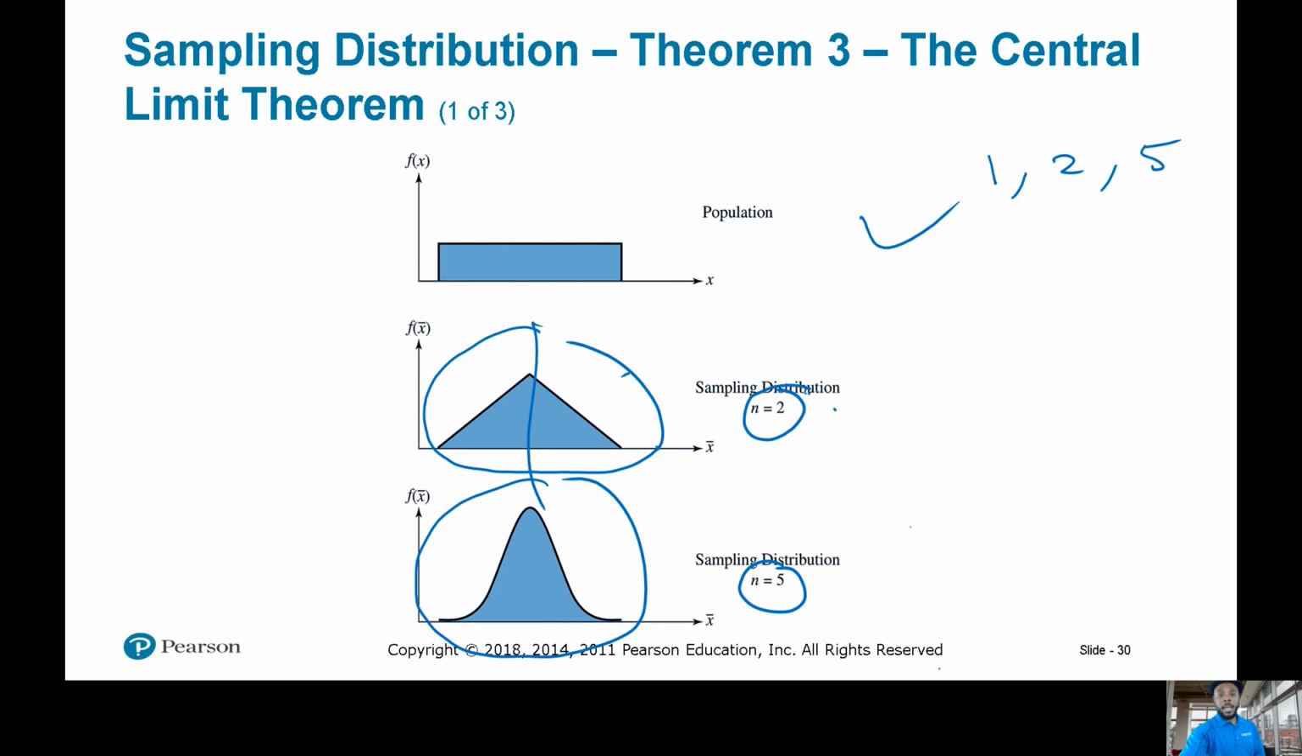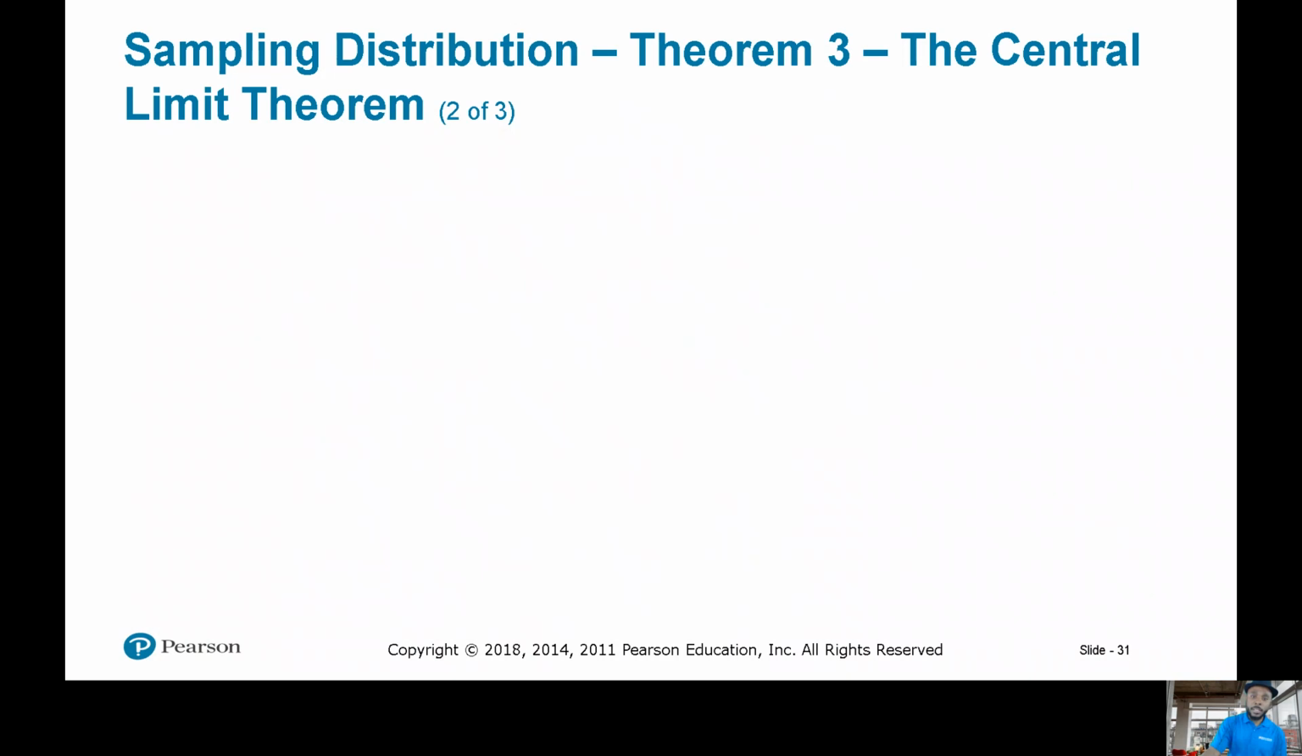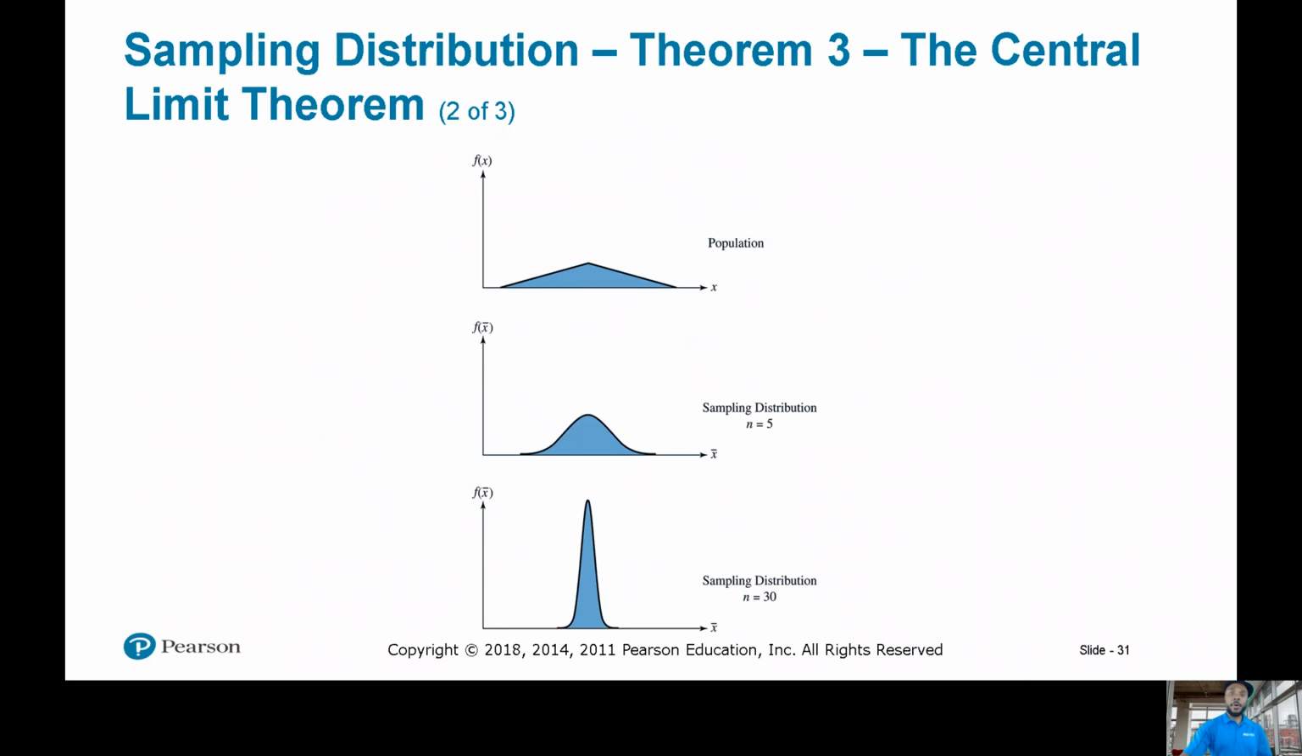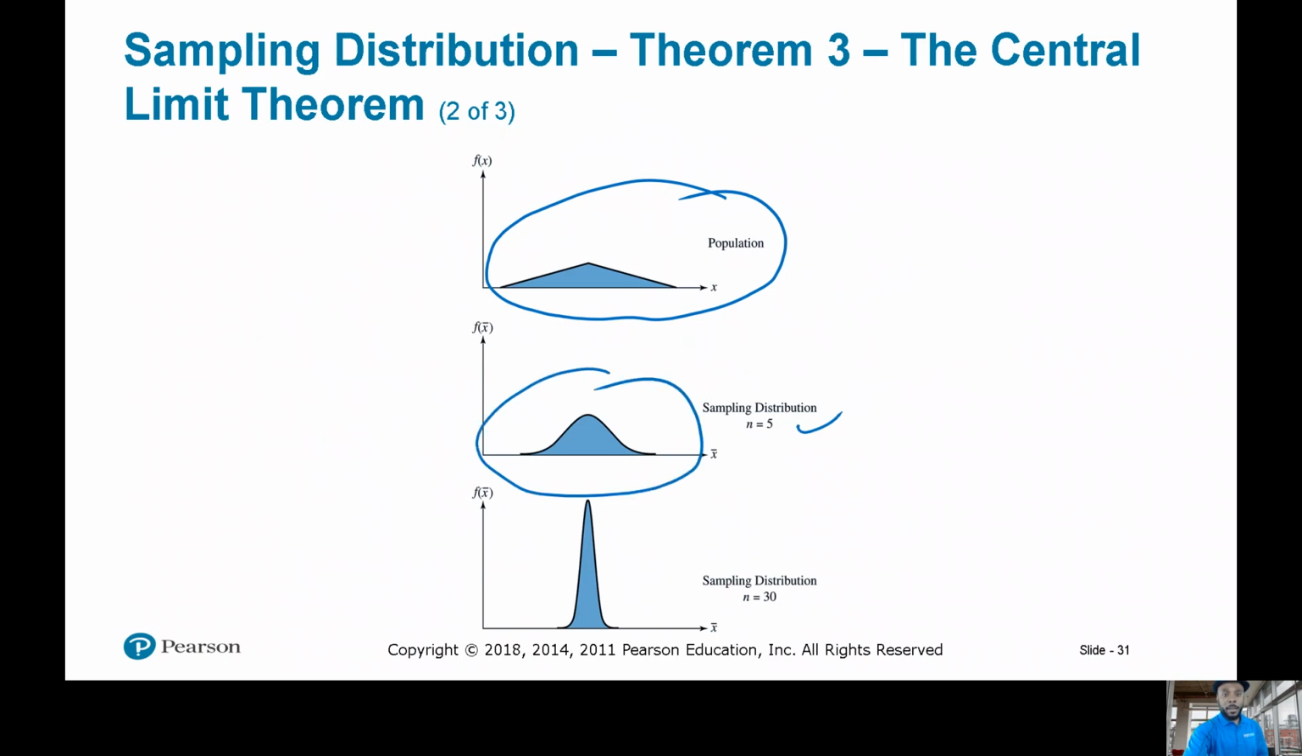This sample size n is equal to 2. This sample size n is equal to 5. And the larger the sample, the more the distribution tends towards a normal distribution, so it's approximately normal. Again, if the population distribution looks triangular, at n equal to 5 we can see this is approximately normal, and as n tends to 30, the spread becomes much smaller, and it's approximately normal.